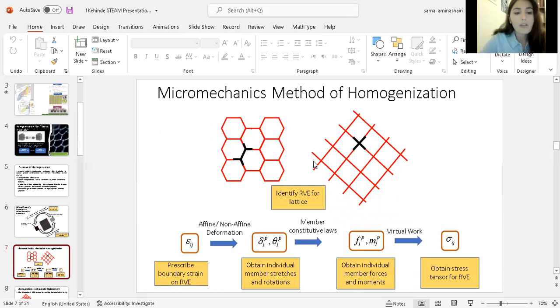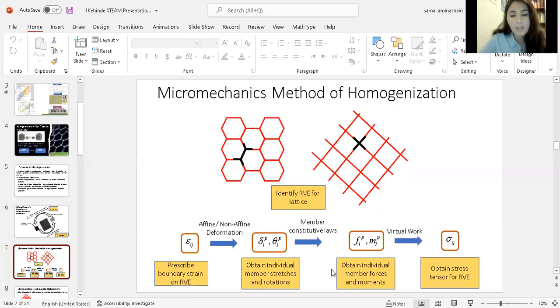This is the engine of our homogenization approach. We do it in 4 steps. In the first step, we identify the RVE for our lattice architecture. RVE is representative volume element, which is sufficient to represent the behavior of the periodically repeated lattice. We prescribe a boundary strain on our RVE.